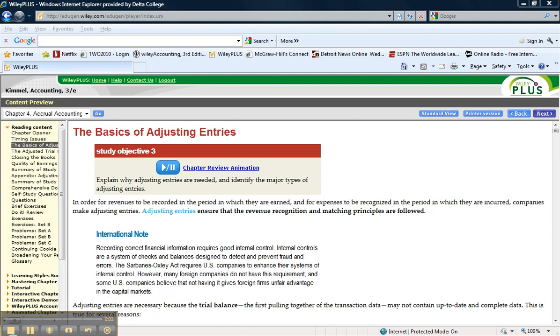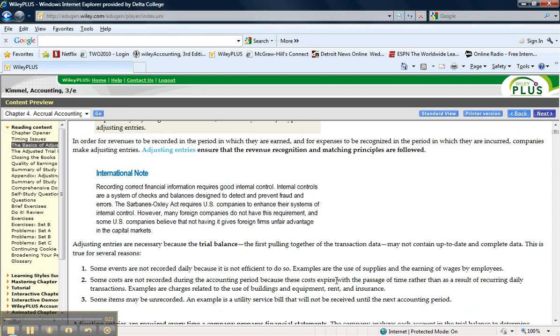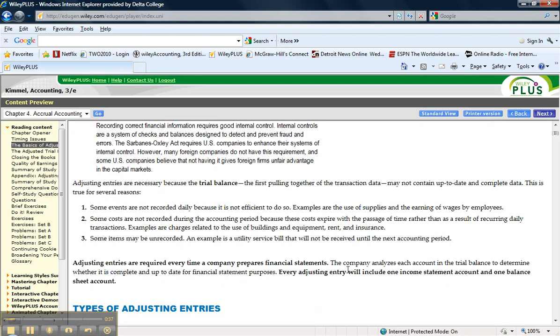Study Objective 3 starts talking about the concept of adjusting entries. Adjusting entries are necessary because over time, the revenue recognition principle and the matching principle won't be followed unless we make adjusting entries to keep things up to date. If we just go through a series of transactions for a certain period of time and we look at all of our account balances on the trial balance, then we'll eventually see that our accounts are not up to date or not complete in terms of what's recorded there for lots of reasons.